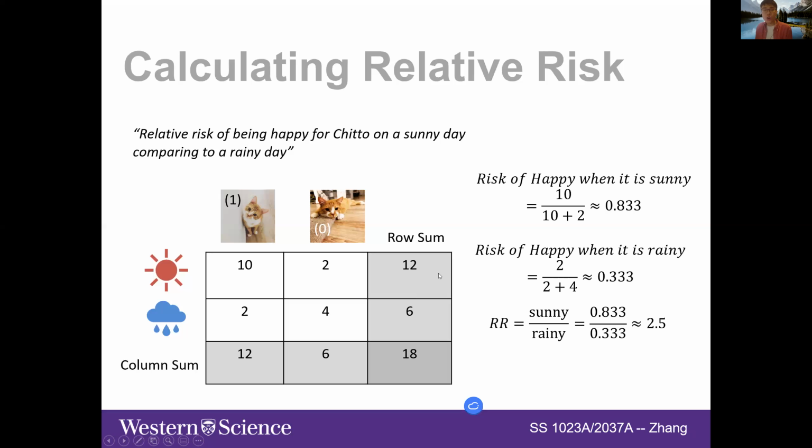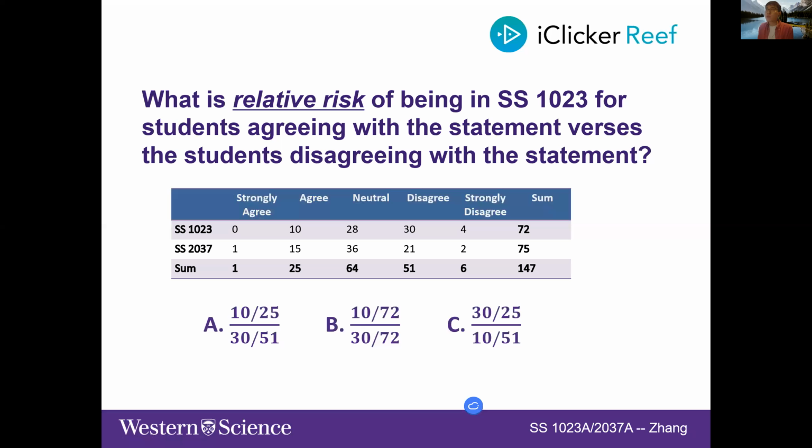Any questions so far? Okay, if there are no questions, then let's do an exercise about this. What is the relative risk of being in SS 1023 for students agreeing with the statement versus the students disagreeing with the statement? For this one, again, the first thing you have to do is to look at what is the comparison. That will determine what's on your numerator and what's on the denominator, right? And after that, for each component, look at the event. What's the event we care about?